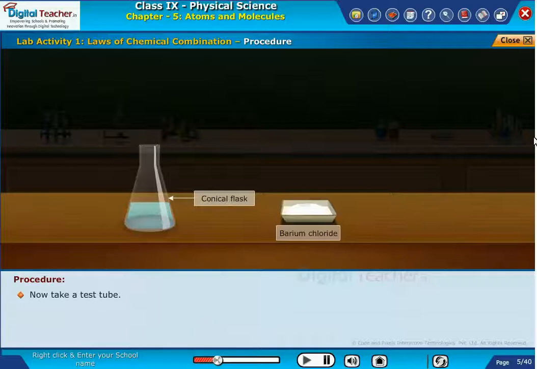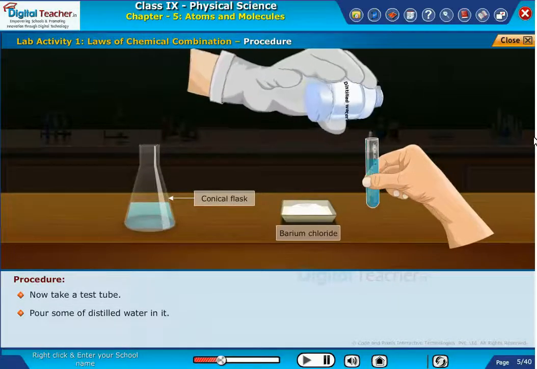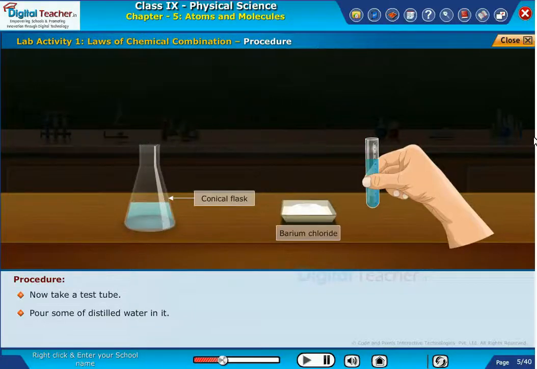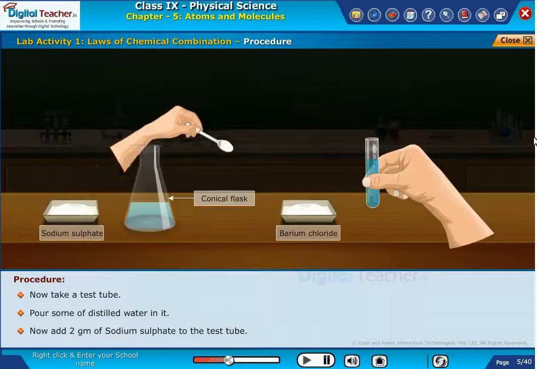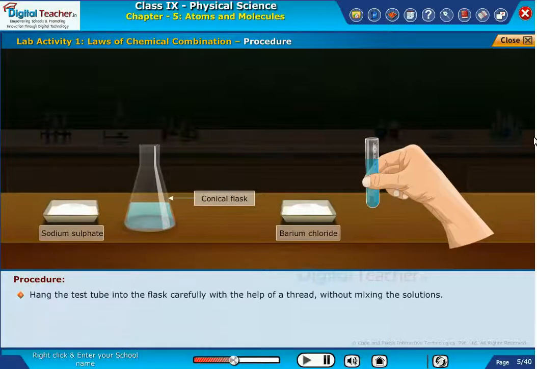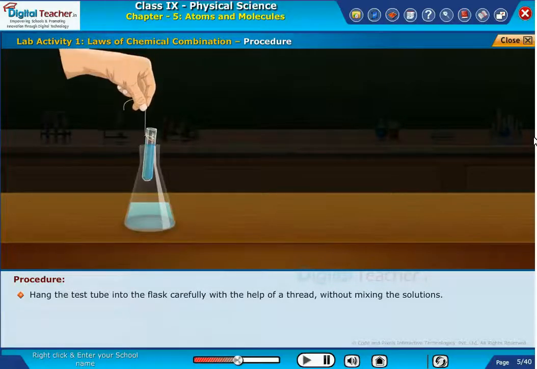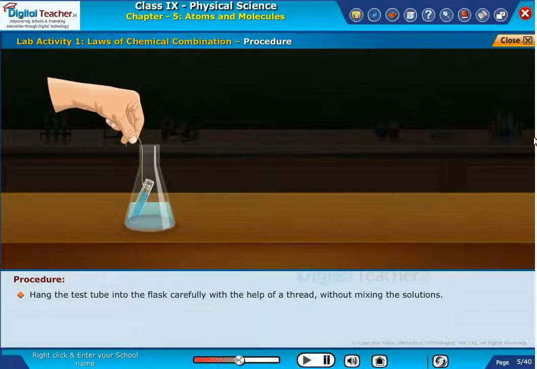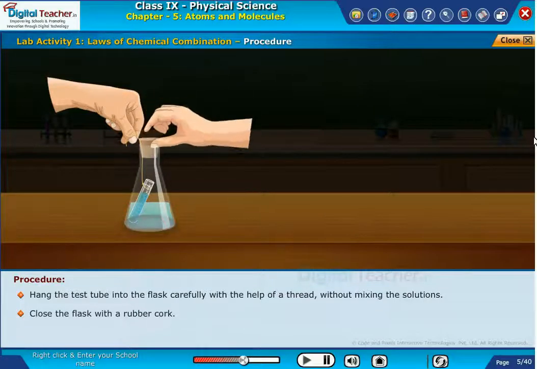Now take a test tube. Pour some distilled water in it. Now add 2 grams of sodium sulfate to the test tube. Hang the test tube into the flask carefully with the help of a thread without mixing the solutions. Close the flask with a rubber cork.